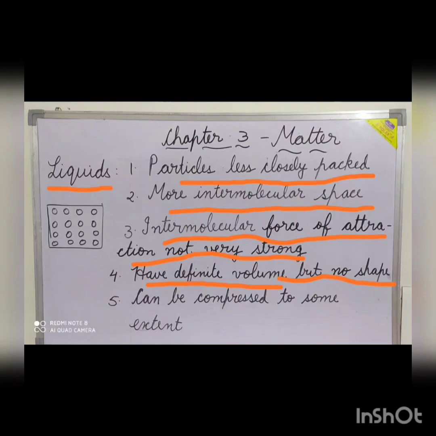Suppose you take 5 ml of water, the volume will be 5 ml only. The volume of that water will be 5 ml. So the volume will be definite, but the shape it can take, if you keep it in a glass, it will take the shape of the glass. If you keep it in a bottle, it will take the shape of the bottle. If you keep it in a mug, it will take the shape of the mug. So it changes its shape according to the container in which it is stored.